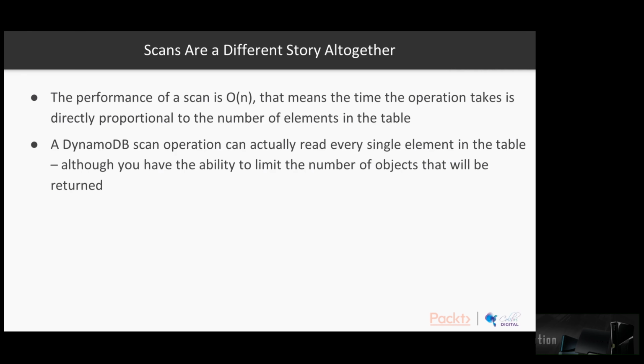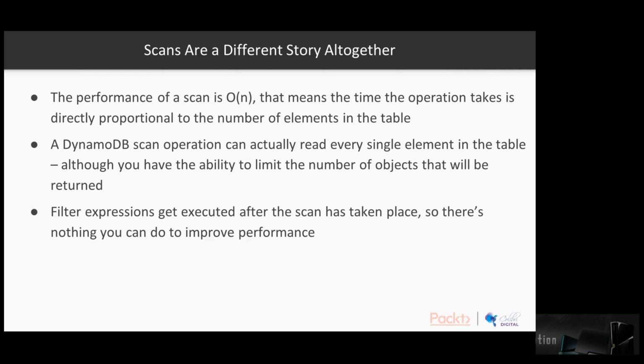A DynamoDB scan operation can actually read every single element in the table, although you have the ability to limit the number of objects that will be returned. So you might think if you put a really restrictive filter expression on your scan operation, it's only going to scan a small number of items in the table. That's wrong. Filter expressions get executed after the scan has taken place. So there's nothing you can do to improve performance. Absolutely nothing. And this is a really, really fundamental important point to the use of DynamoDB.